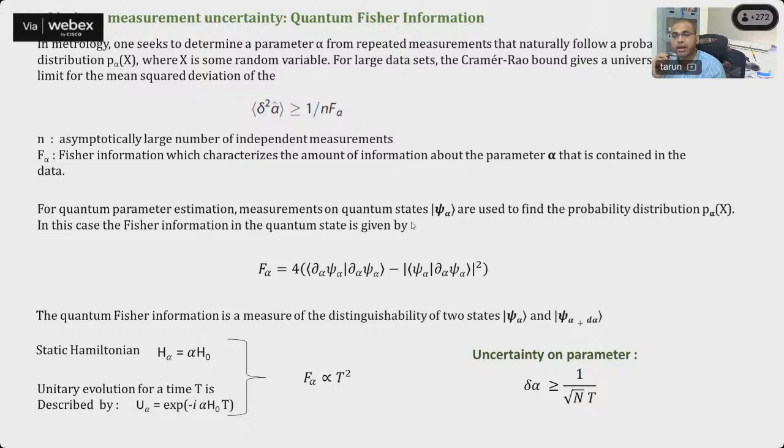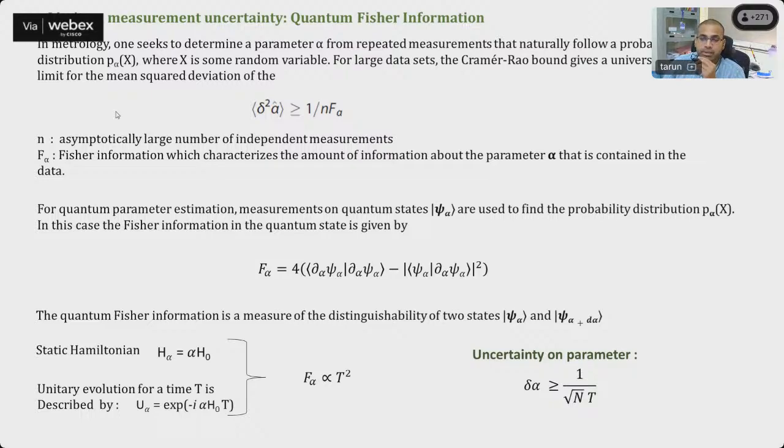dependent Hamiltonian. And now if you want to estimate a parameter, there is a bound which is the Cramér-Rao bound. Now alpha is the parameter over here. If we want to measure alpha, then it is bounded by these factors. One is N, another one is F. F is the Fisher information, which is the amount of information about the parameter alpha that is contained in the data itself. And N is how many times you are doing the experiments, or the large number of independent measurements.